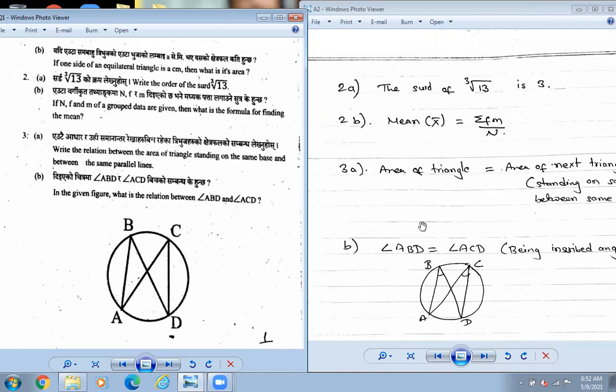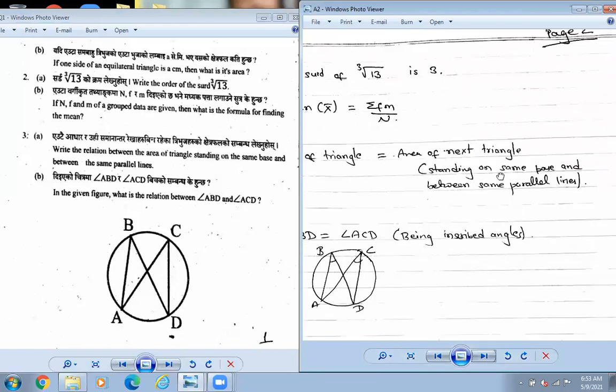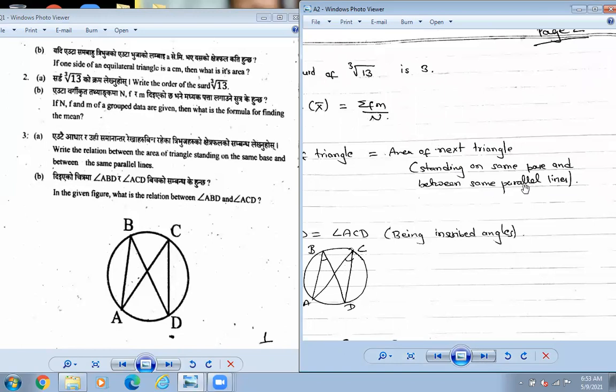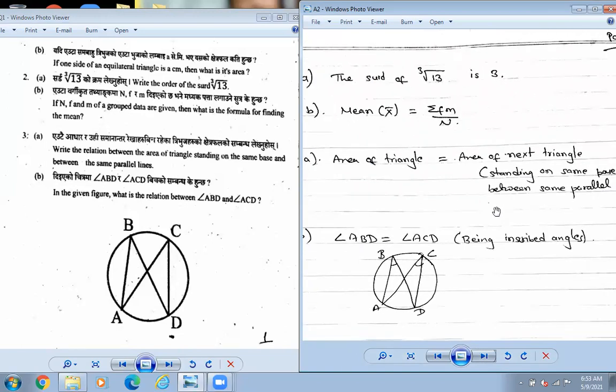Triangle to triangle, what is the relation? They are equal, isn't it? So the area of a triangle is equal to the area of the next triangle. Why is it equal to each other? Because they are standing on the same base and between the same parallel lines. So that's why they are equal to each other.